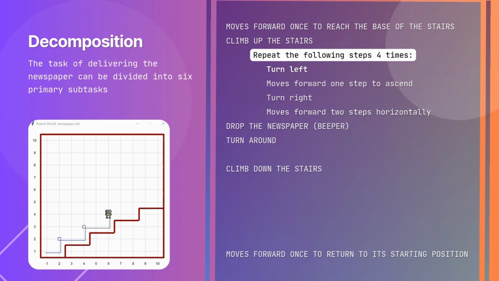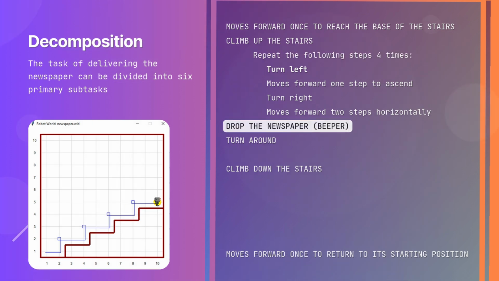is to be delivered. Once at the top of the stairs, the robot positions itself at the designated spot in front of the door. It then drops the beeper, symbolizing the delivery of the newspaper, ensuring that the task is completed successfully before preparing to return.